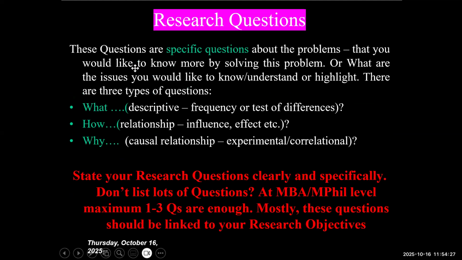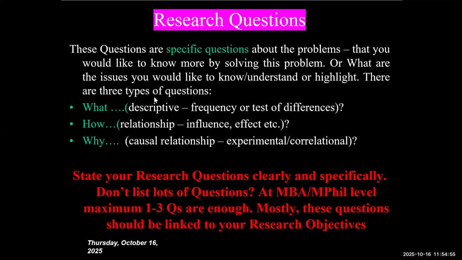So you say these questions are specific questions about the problems that you would like to know more about by solving this problem, or what are the issues you would like to know or understand or highlight. So there are 3 types of questions, and always this red one will address it because your questions should be related to your objectives anyway. You can't have objectives going one direction and then the questions going another. No, they are always linked. So take note of that.